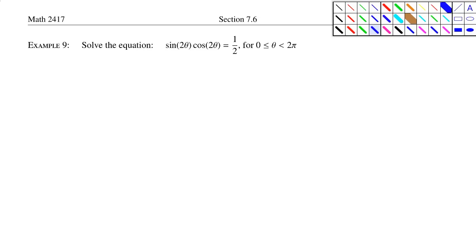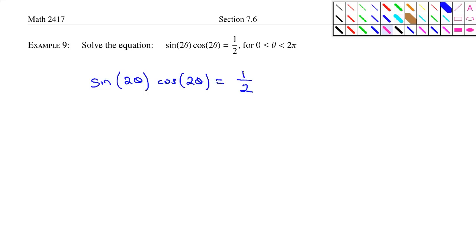Example 9. Solve the equation. Sine of 2 theta times cosine of 2 theta is equal to 1/2 for theta between 0 and 2 pi. So we want to solve this. Let me rewrite the problem here. Sine of 2 theta, cosine of 2 theta is equal to 1/2. Well, it's very difficult to solve because we have two different trig functions here. If there's some way I could alter this so that I could condense these down into one trig function, then that would really help. And the trick is to recognize that this is almost the double angle formula for sine.